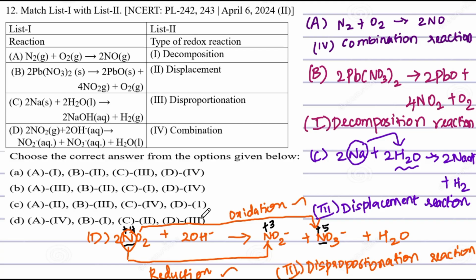So let us write all the options together. For A, 4. For B, 1. For C, it is 3. And for D, it is 3. If you see the options, clearly you can find the answer. Only in option D, A is having the match 4. So with the first reaction itself, you can find the answer. So the B1, C3, D3 and all is correct. So option D is the correct answer.